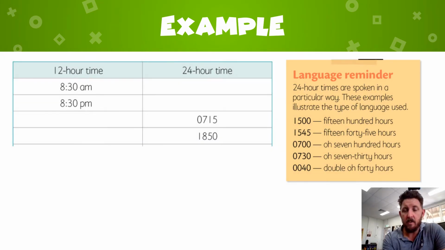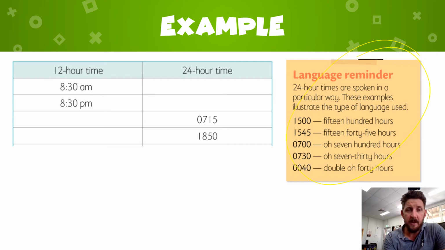Try an example now. I've got 2 different kinds of examples to do: moving from 12-hour time to 24-hour time, and from 24-hour time to 12-hour time. So we're going to move between the two different types of time. Now, it's important to realize how we say 24-hour time. When we're saying 24-hour time, we would say 700 hours and 15 minutes, 1800 hours and 50 minutes. I've put a little reminder on this side here, and I'm going to put a little circle around it for you just to help you.